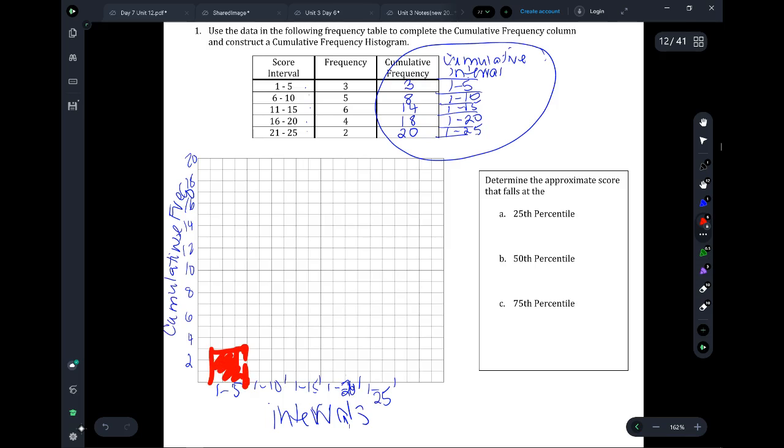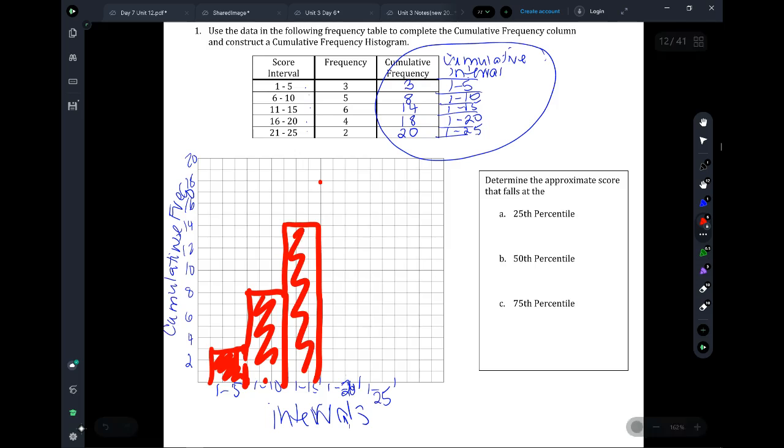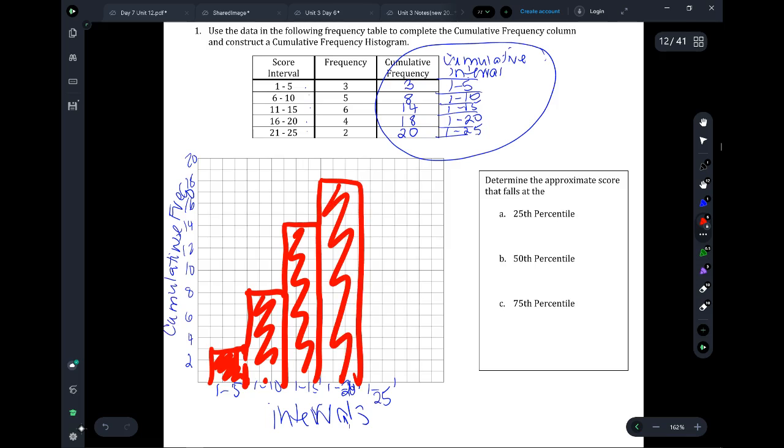1 to 10 goes up to 8. 1 to 15 goes up to 14 is the next one. 18. And last but not least, our maximum, our highest, should be all the way up to 20. Okay, so let me switch back to blue, because that hopefully will show up nicely.